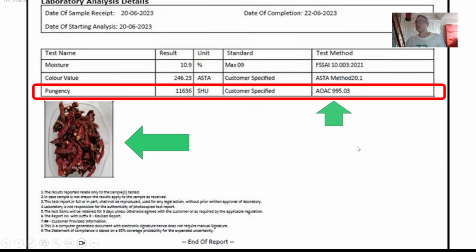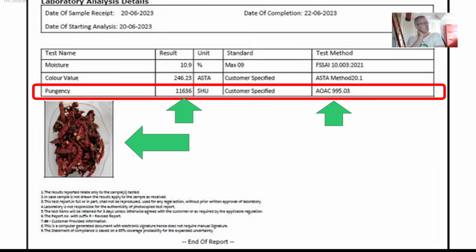They say here that they use the AOAC 1995.03 method. They report the Scoville heat units, 11,636. This is a better one actually, because so many times we will get certificates of analysis or expectations from customers that will say, my Scoville heat unit is 2 million, or my Scoville heat unit is 1.5 million Scoville heat units. Really, that precise, or that round a number? At least with this, they've reported it as 11,636, which is more believable.